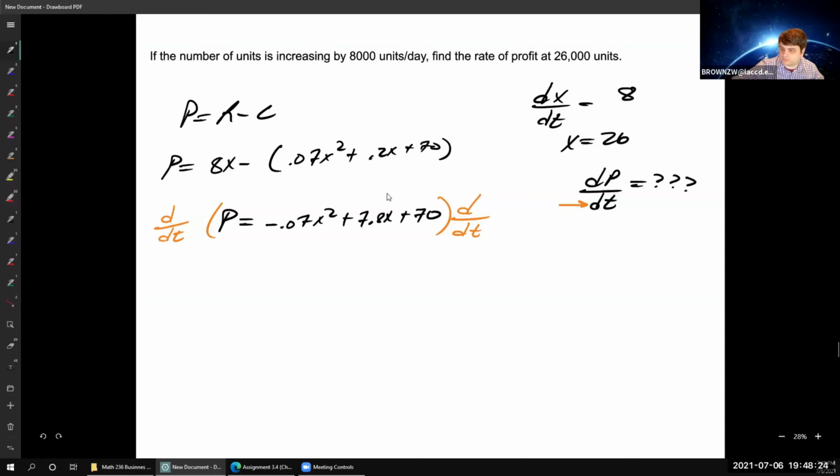Okay, so working this all out. First, I apologize, the 70 should have been negative because we were subtracting it. Thank you. Yeah, 70 should have been negative there.